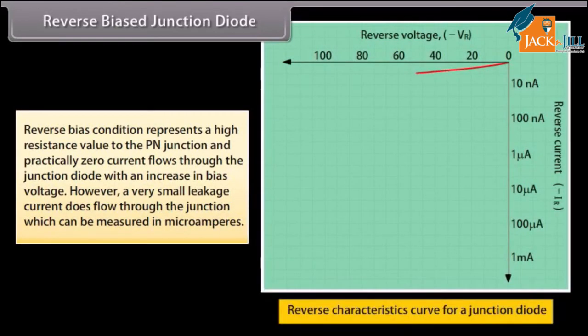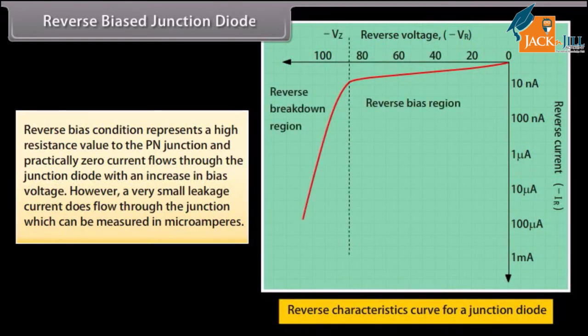Reverse bias condition represents a high resistance value of the PN junction and practically zero current flows through the junction diode with an increase in bias voltage. However, a very small leakage current does flow through the junction, which can be measured in microamperes.